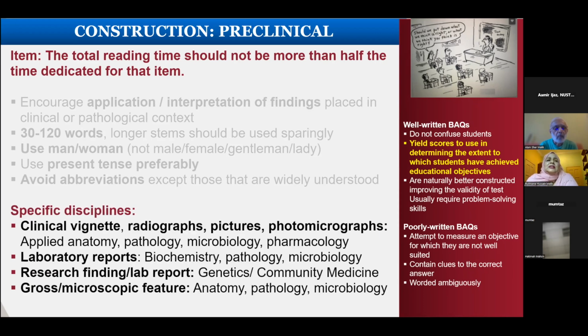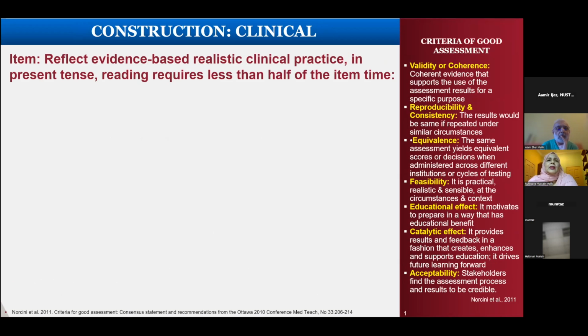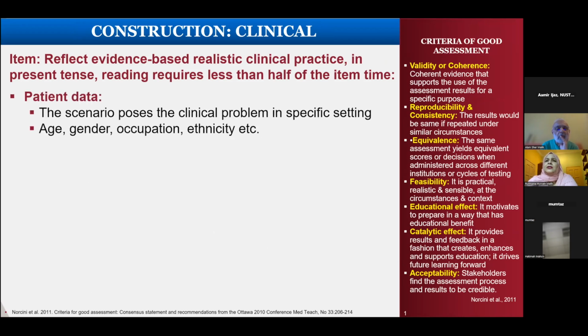For the specific disciplines, clinical vignettes, radiographs, pictures or photomicrographs can be used for applied anatomy, pathology, microbiology, and pharmacology. Laboratory reports for biochemistry, pathology, and microbiology. Again, research findings for genetics and community medicine, because they are more research-oriented disciplines. The gross or the microscopic features, again, for anatomy, pathology, and microbiology. For the clinical, the item should reflect evidence-based, realistic clinical practice. In present tense, reading requires less than half of the item time.